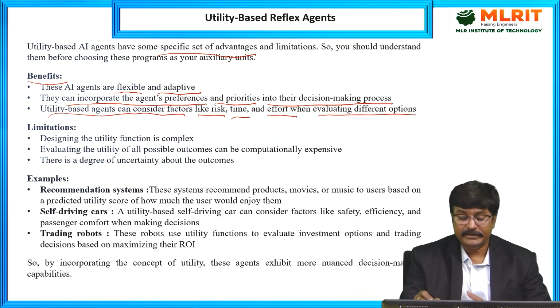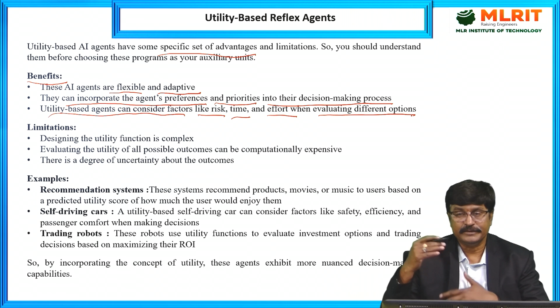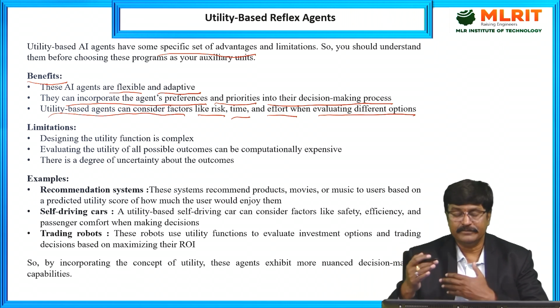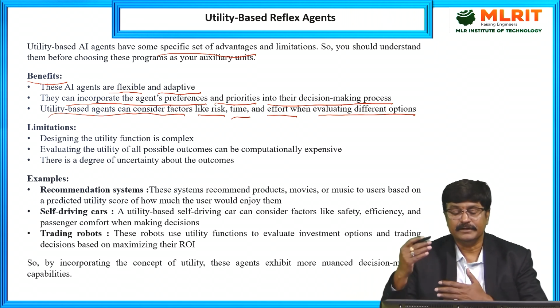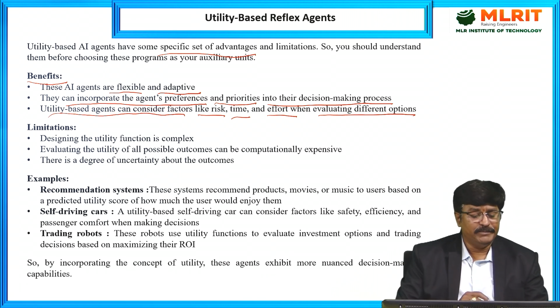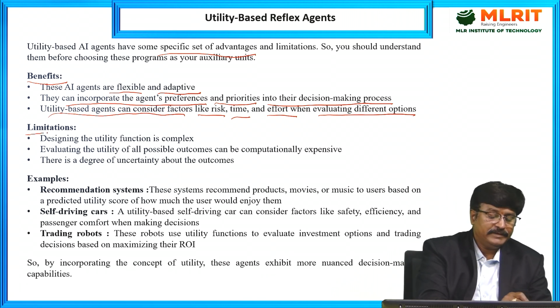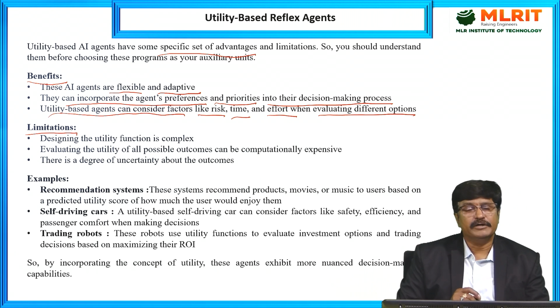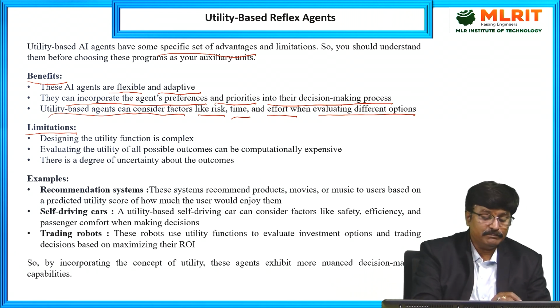When evaluating different options, it is assessing all the risk, how much time it is taking, what the cost function is, all those things. What are the limitations in these cases? The limitations in utility-based agents are that designing the utility function is complex, because the decision is based on the utility function, and then the actuator will actuate. So evaluating the decision means designing the utility function is most important in this case.